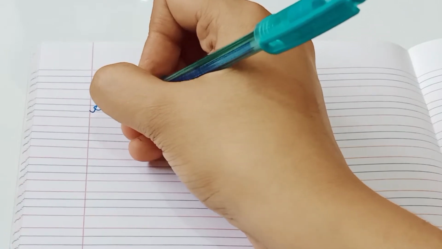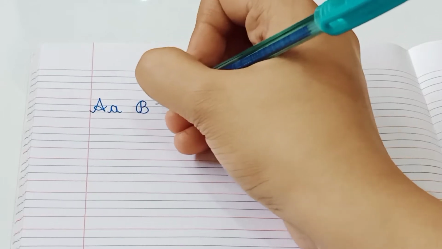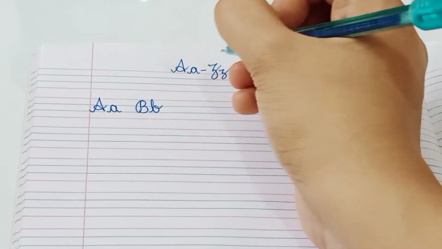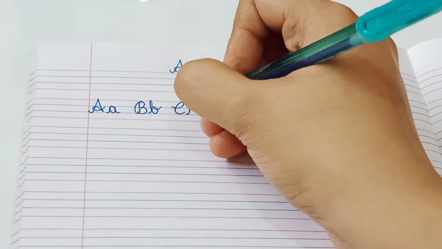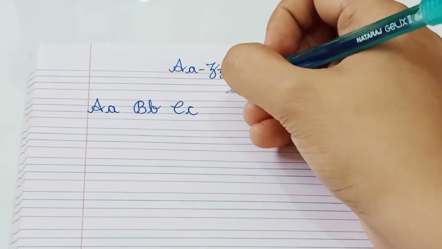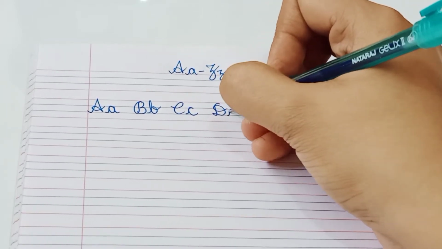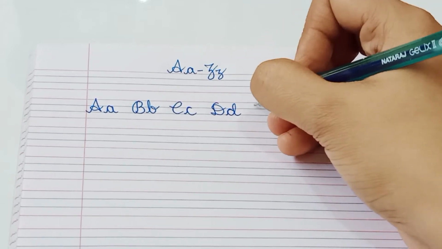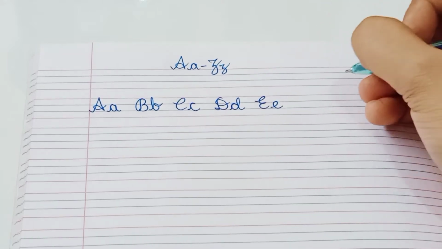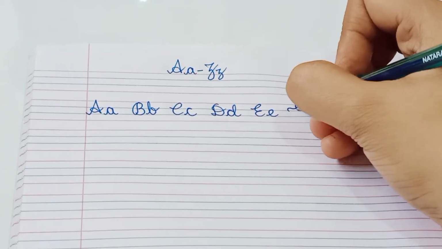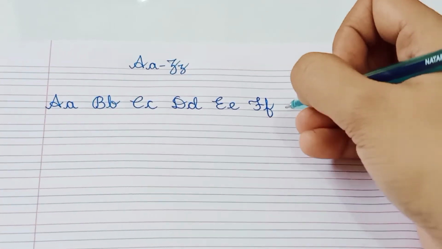Capital A and small a, capital B and small b, capital C and small c, capital D and small d, capital E and small e, capital F and small f.